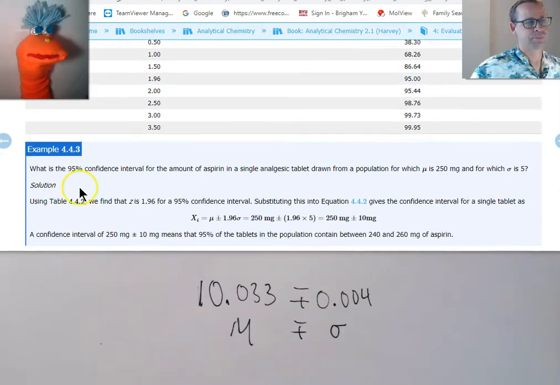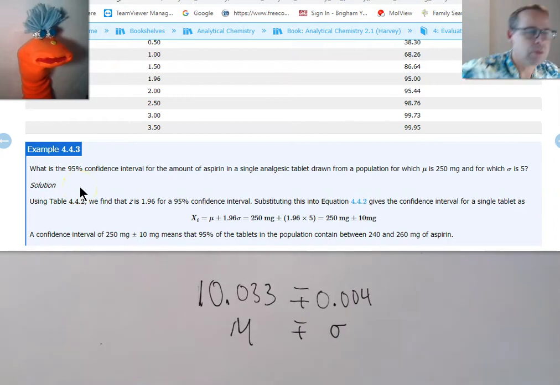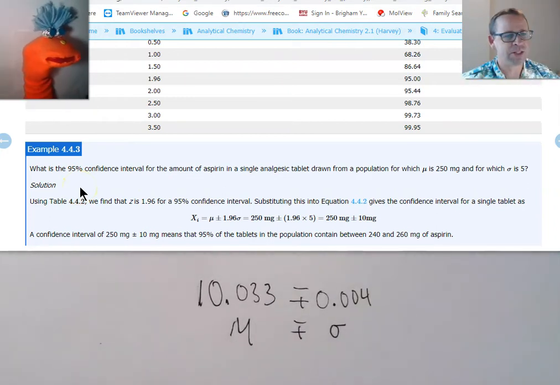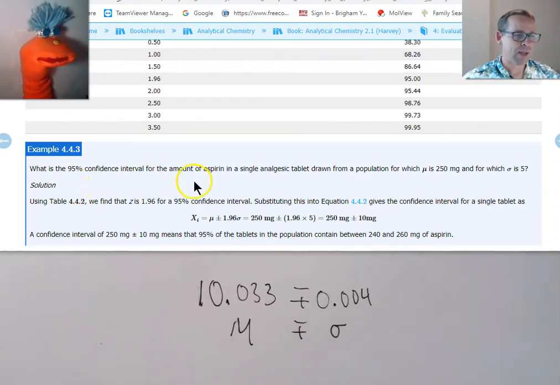Okay, very good. So what is the 95% confidence interval for the amount of aspirin in a single analgesic tablet drawn from a population of 250 with a plus or minus 5? All right. 95%, that's again almost a 2, 1.96. So we just take our 250 plus or minus 1.96 times the 5.